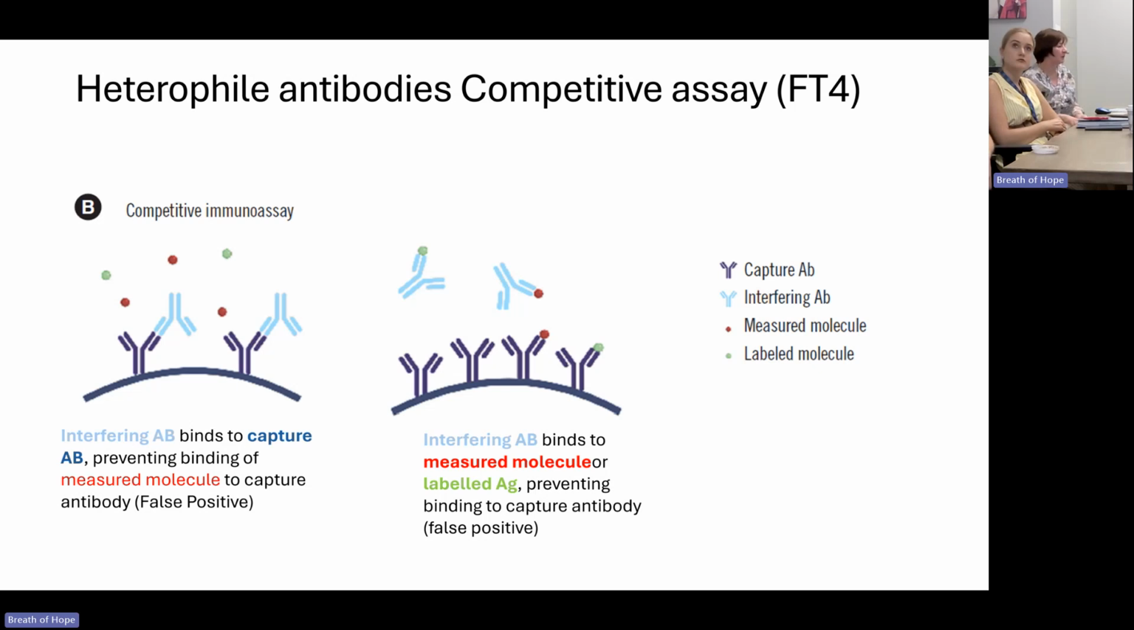Just to give you an idea of how the heterophile antibodies will interfere, this is our slide with a competitive assay, for example, how we measure free T4. And there are two possible mechanisms. In the first place, the interfering antibody binds to the capture antibody, preventing the binding of measured molecules to the captured antibody. So you will get false positive results. In the second scenario, the interfering antibody binds to the measured molecule or the labeled antigen, and it prevents binding to the capture antibody, with also a false positive result.